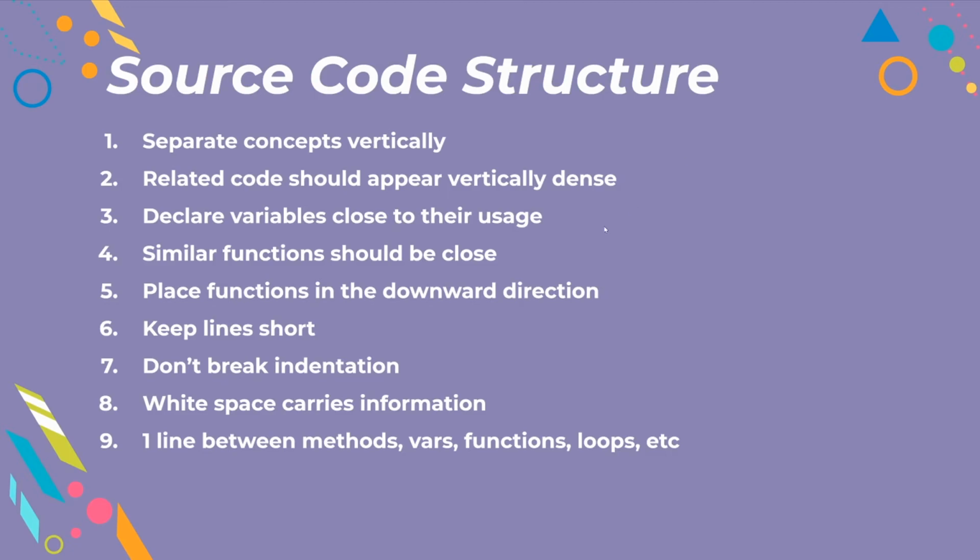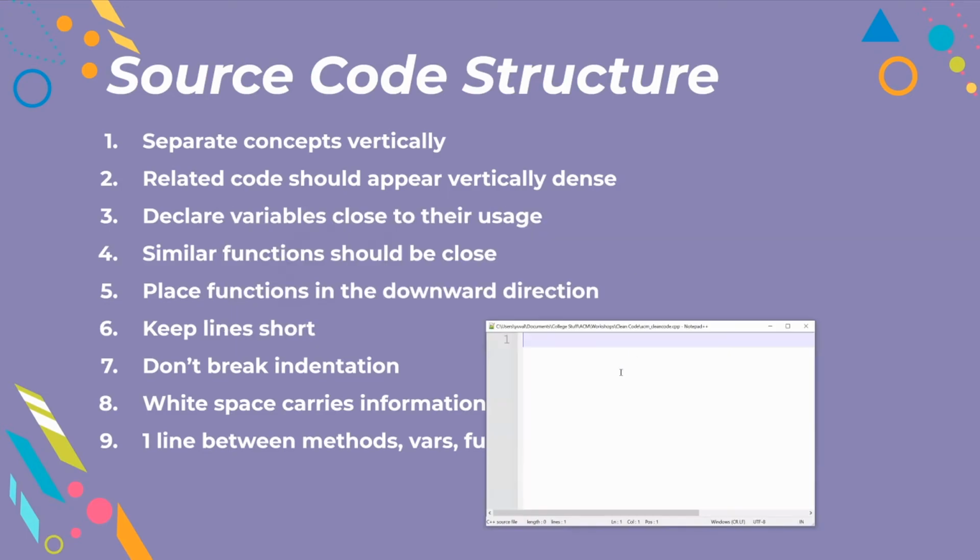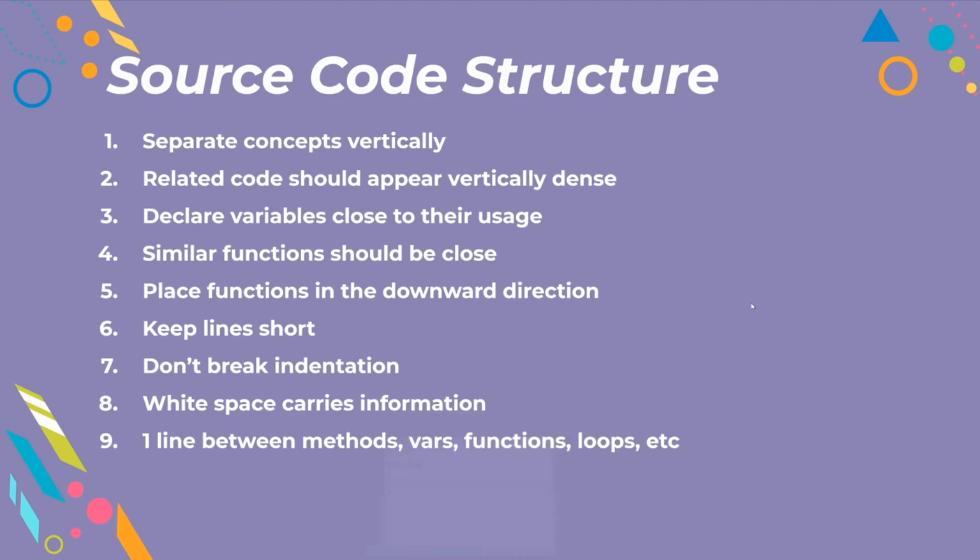For example, if you have an if statement with some condition, and a variable that you only need inside the if statement, then you should declare it there. If you were to declare it outside but it's only used in the if statement, then first of all, that's wasted memory, but it also makes it seem as if this variable would be needed otherwise. And that just makes the code hard to understand. Similar functions should be close. That's again related to everything being vertically dense based on usage.